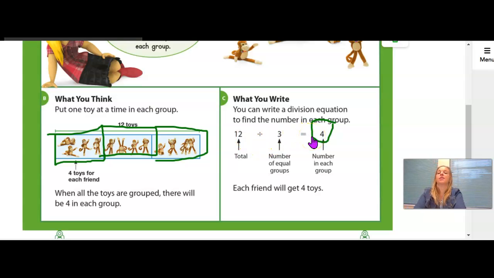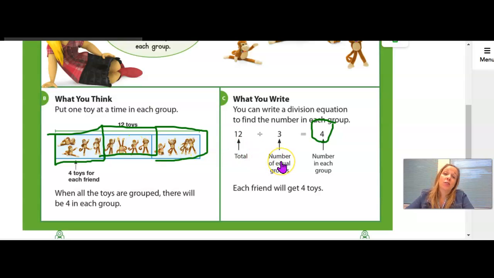And how did Mrs. Davis tell us that we could check our work? We could do the opposite, which is multiplying. So we take the two smaller numbers, 3 times 4 equals 12. So therefore we are correct. There are 4 toys in each group.